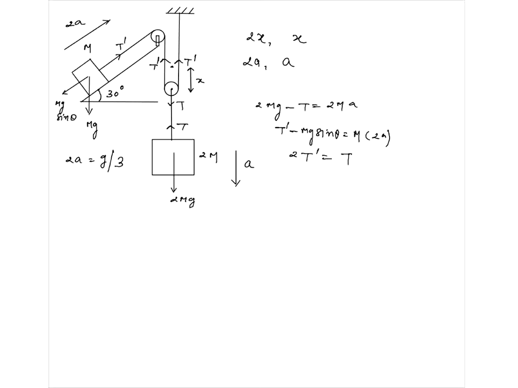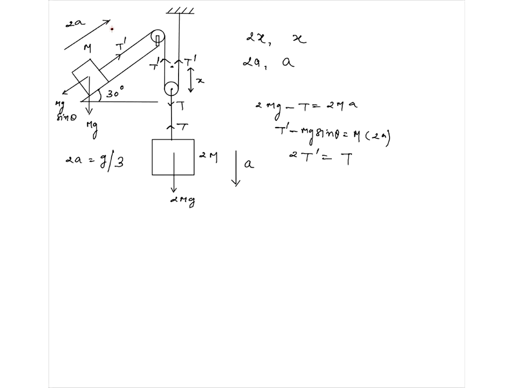Now, what will happen in reality? The 2m block has 2 times the mass of this block. So I don't really think that 2m will go up. In reality, 2m should be going down only. So we will take acceleration here downwards, and here upwards. But even if we do the opposite, no problem. Mathematics will take care of it.